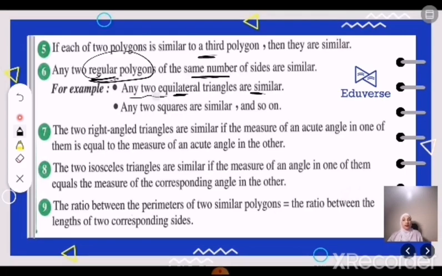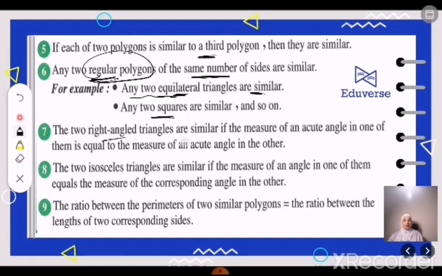That means equilateral triangles are similar. Squares are similar. All the squares, by the way, are similar. But not rectangles, because a rectangle is not a regular quadrilateral. The regular quadrilateral we know is the square. All regular pentagons are similar, regular hexagons are similar, and so on.